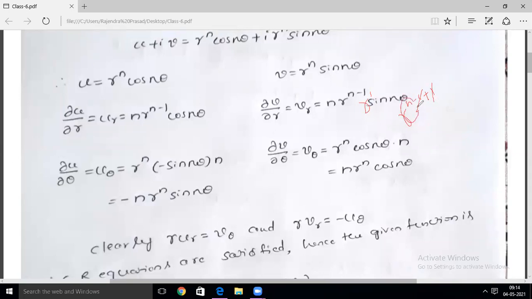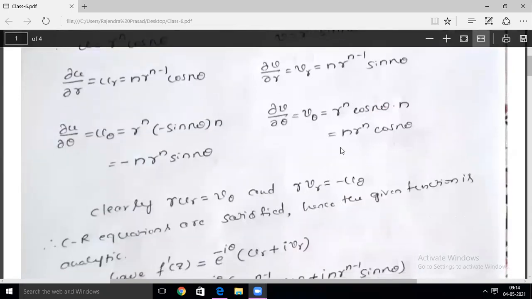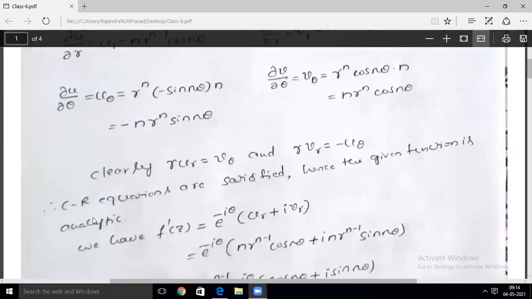So finally we have r power n, so n into r power n sin n theta. And also we have u theta here, minus n into r power n sin n theta. So obviously the second CR equation is also satisfied. So CR equations in the polar form are satisfied, so obviously the given function is analytic. So the first part is over.